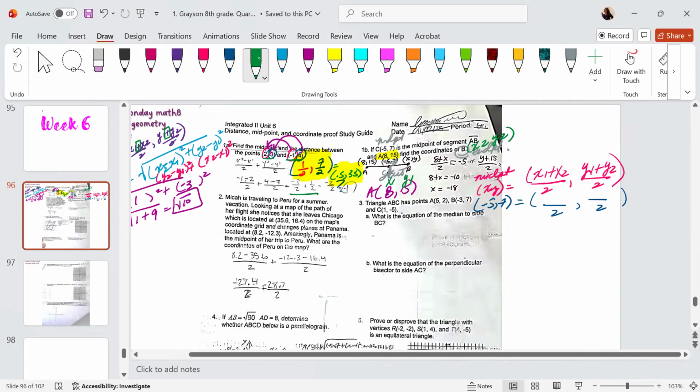X1 plus X2. Y1 plus Y2. Bringing over 2 plus 11. Now watch this. This is X, correct? You set them separately. -5 equals 8 plus X2 over 2. Do you see that? You're going to find X2.